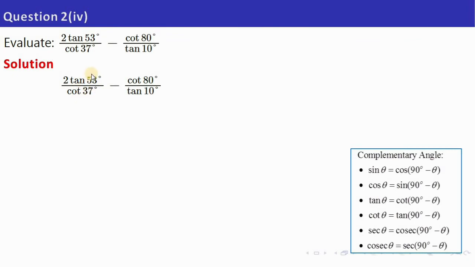It will be exactly 90 degrees, right? So any one of them has to be changed. So let me change the numerator itself. So this 53 can be written as 90 minus 37.